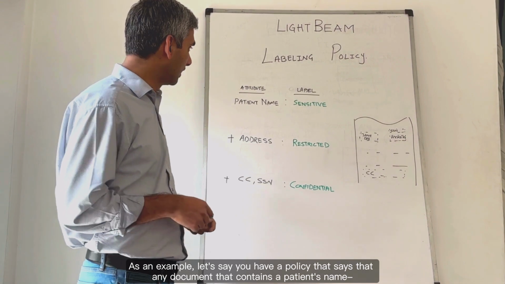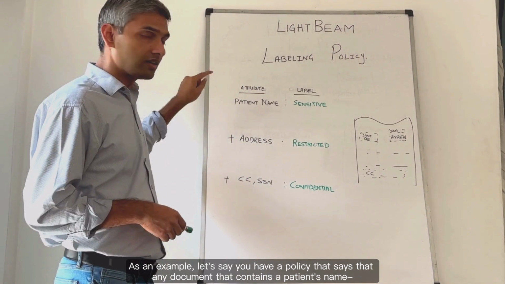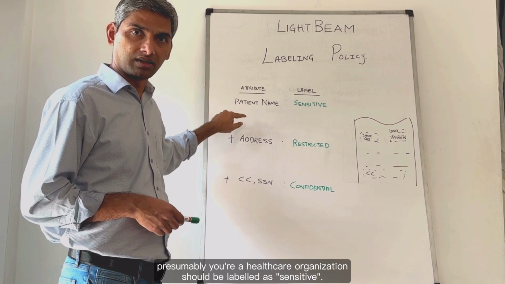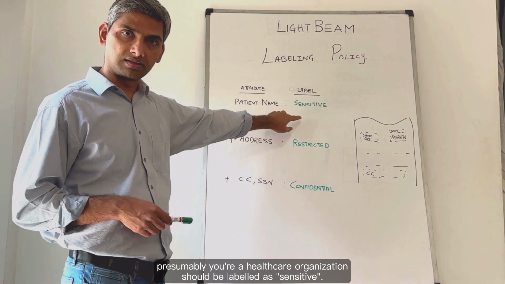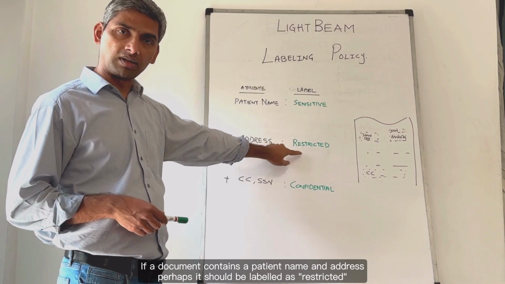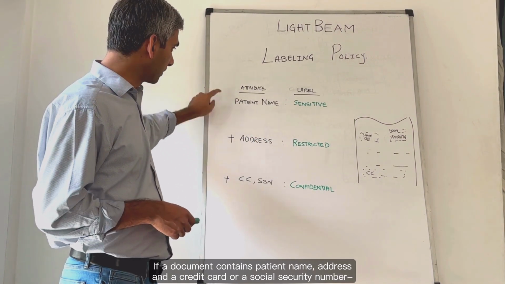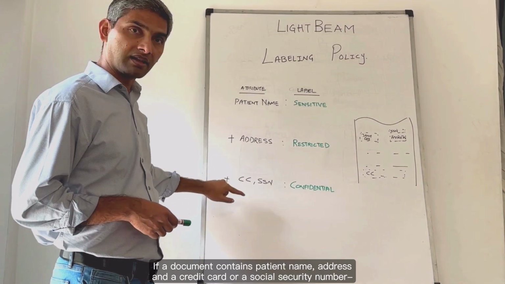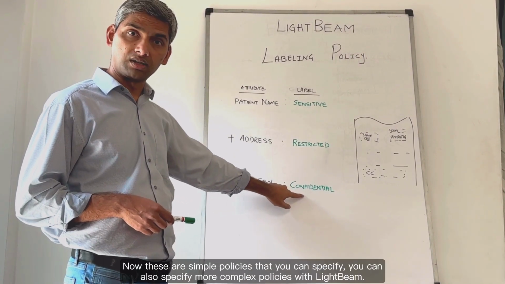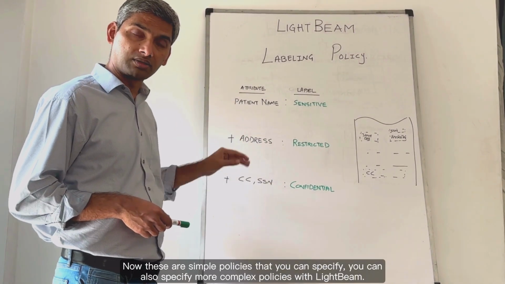As an example, let's say you have a policy that says that any document that contains a patient name, presumably you're a healthcare organization, should be labeled as sensitive. If a document contains a patient name and an address, perhaps it should be labeled as restricted. And if a document contains patient name, address, and a credit card or a social security number, then it should be labeled as confidential. Now, these are simple policies that you can specify.